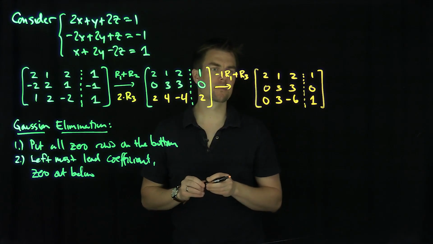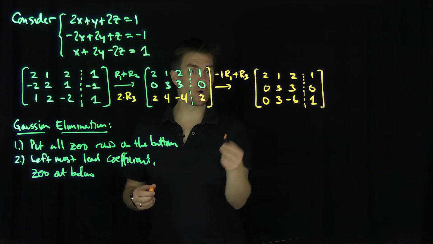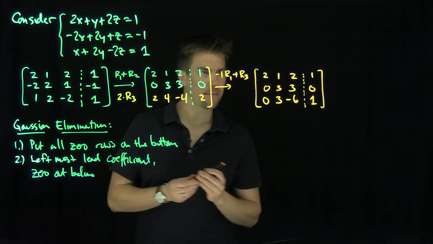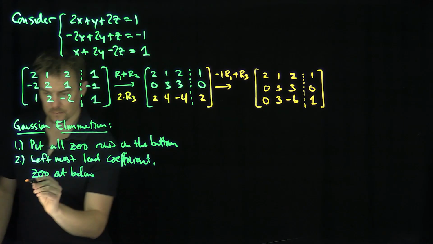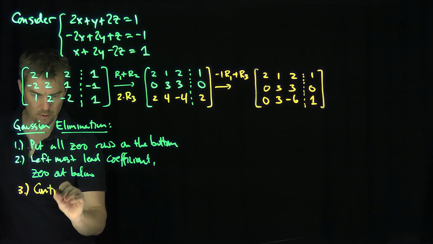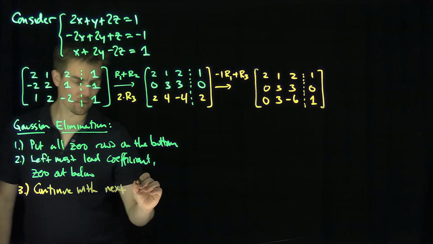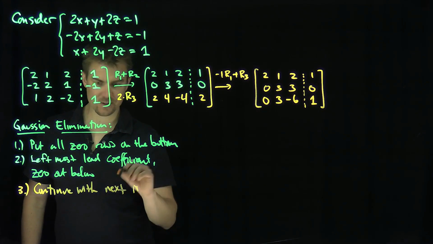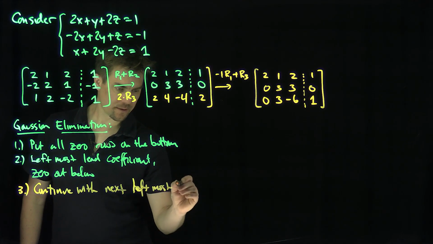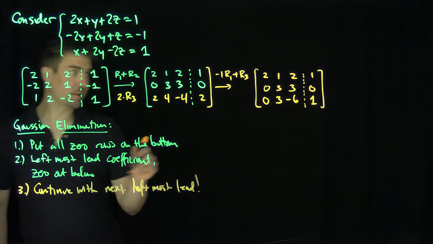All right, excellent. And so now what Gaussian elimination says is continue on with this procedure, so that the next lead coefficient is this 3 over here, right? And so then keep going. Continue this procedure with the next leftmost lead. And then this eventually will terminate, right?